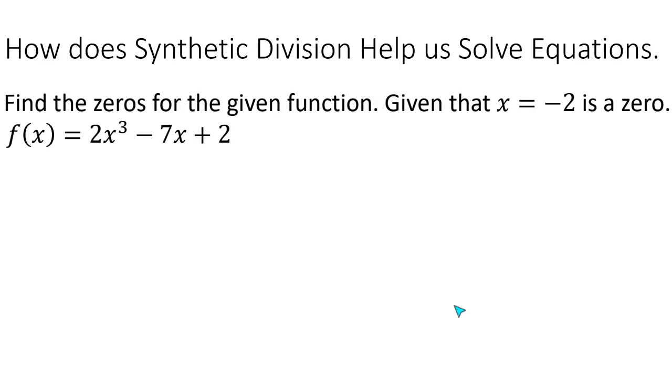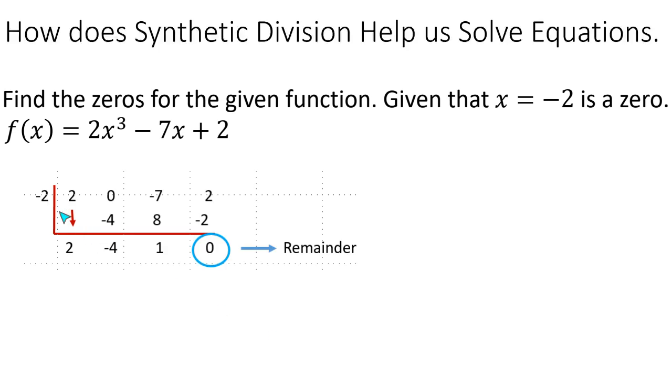Okay, so I guess I have 4 minutes, so I can use them. So find this, how can we use synthetic division? How does that even help us? Well, if they tell you to find all the zeros and you have x is equal to -2 as a zero, if you know at least one zero here, then we can use synthetic division.